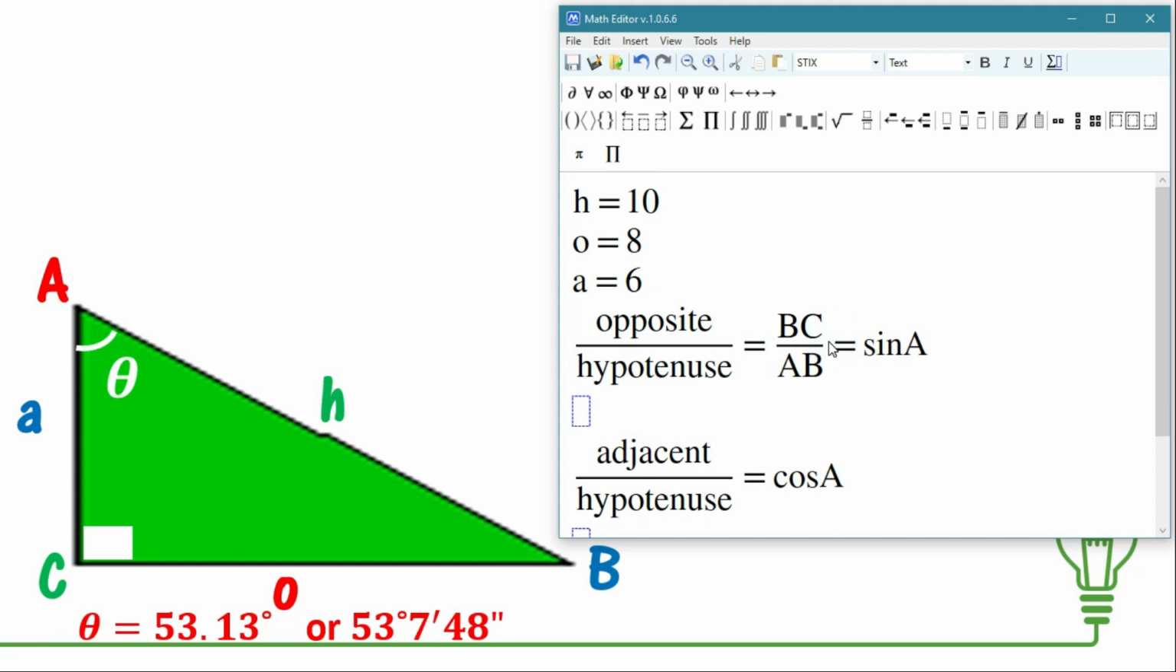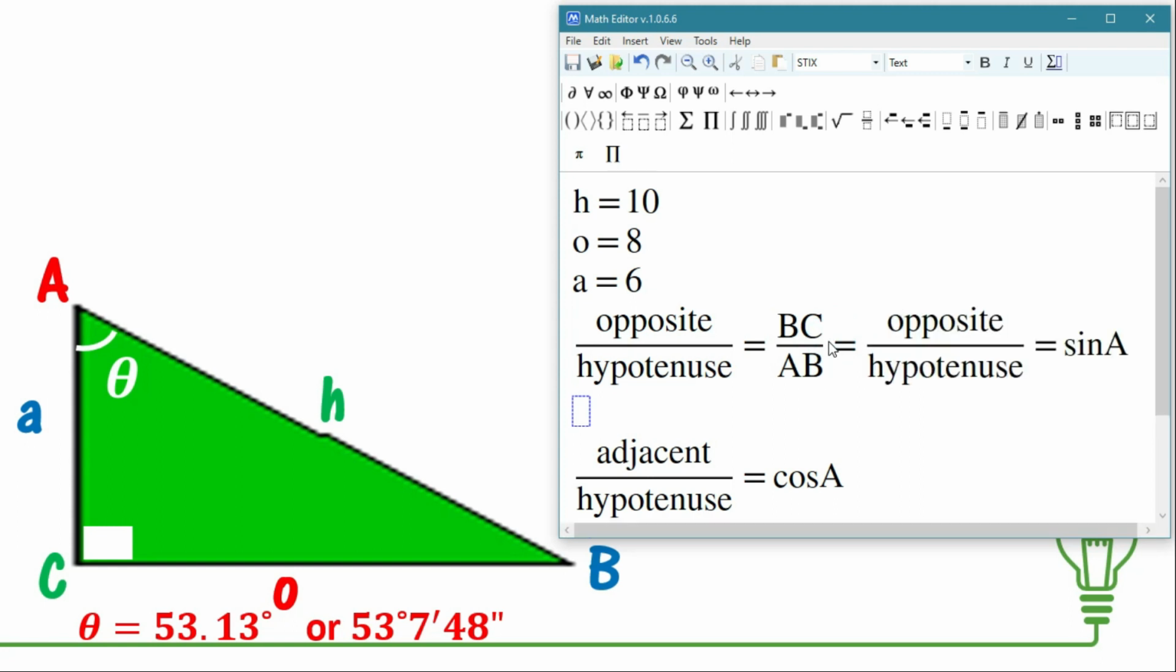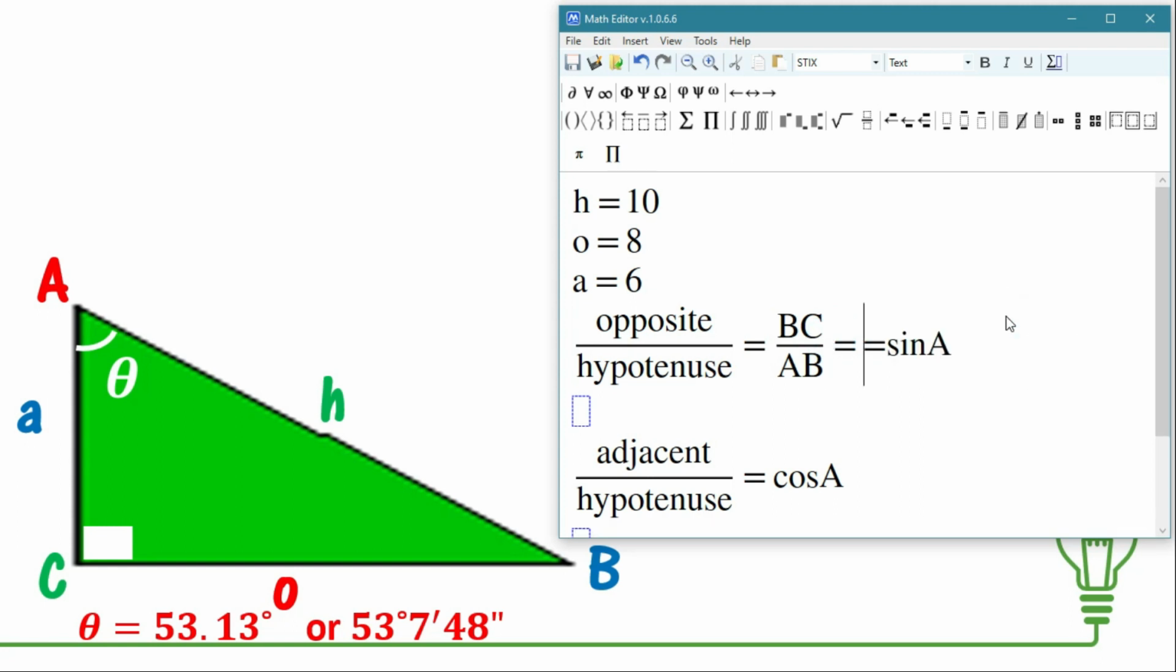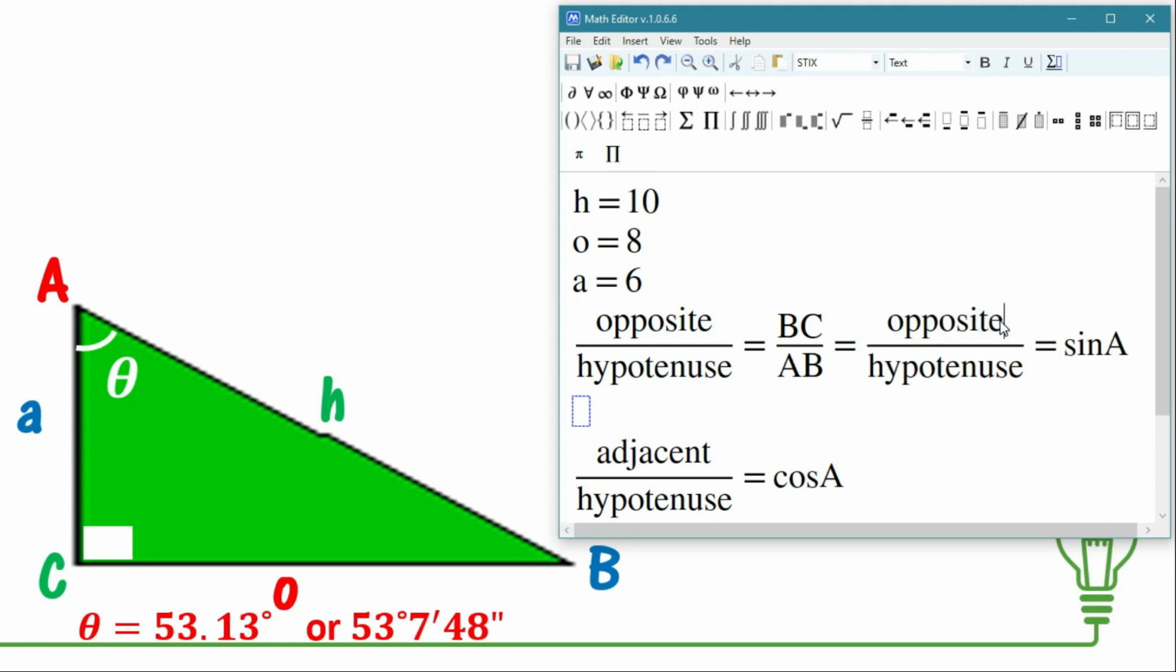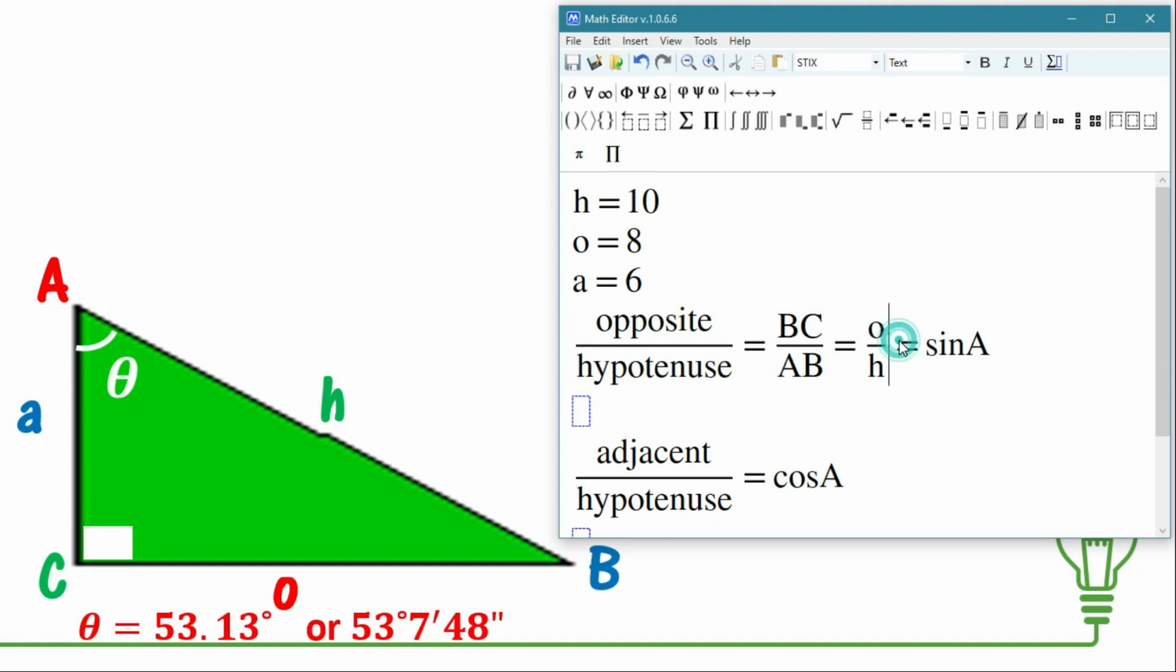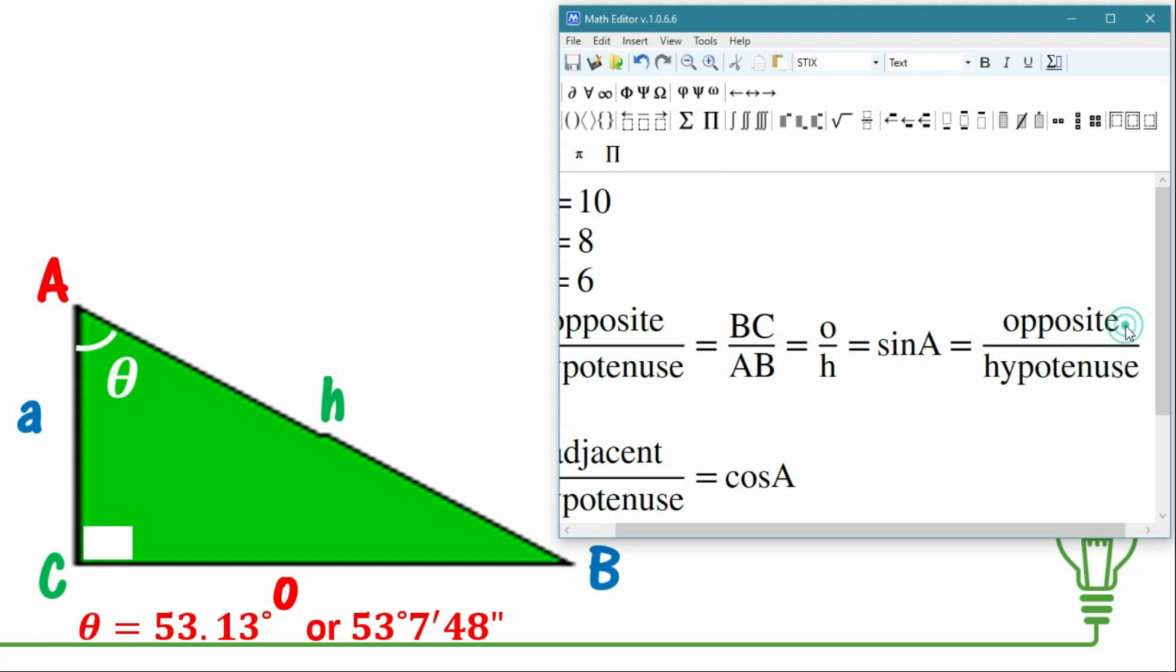Now, if BC is the opposite, what would be the value of the opposite side? We gave the value earlier. We said the value of the opposite side is 8, and the value of the hypotenuse is 10. Meaning to say, the sine of A would be equivalent to opposite, that would be equivalent to 8 over 10.